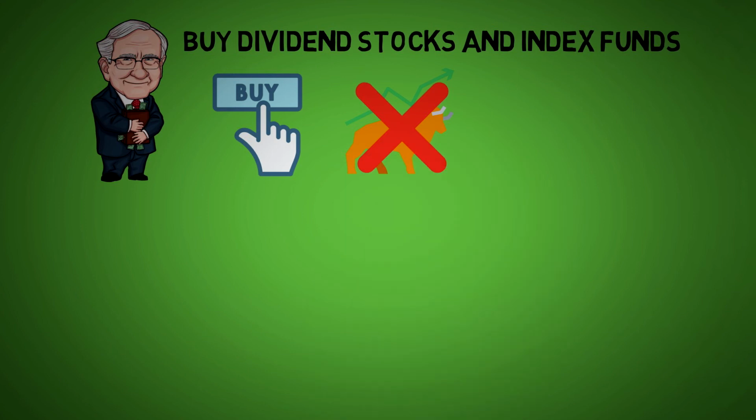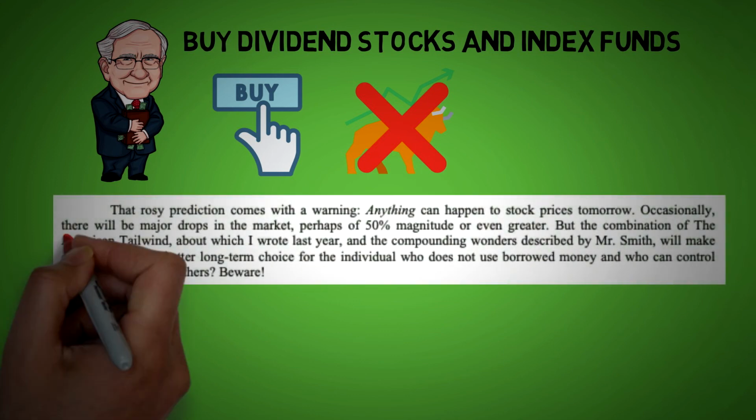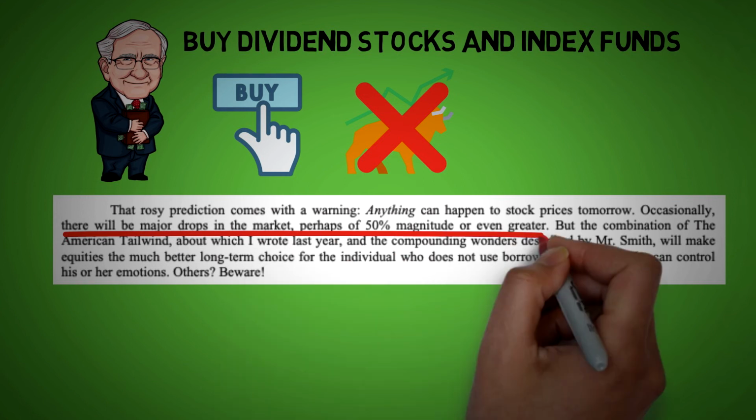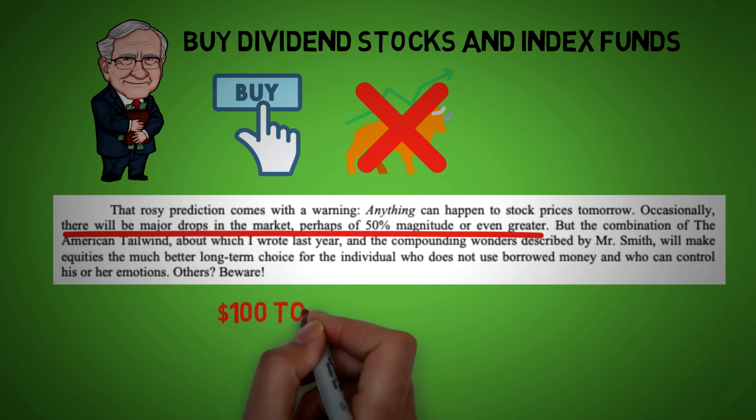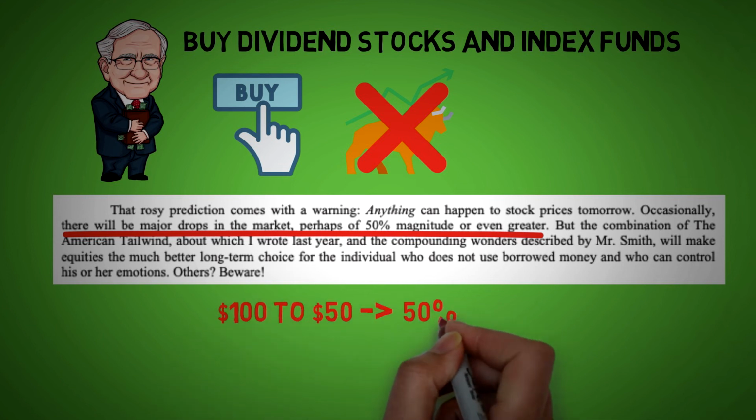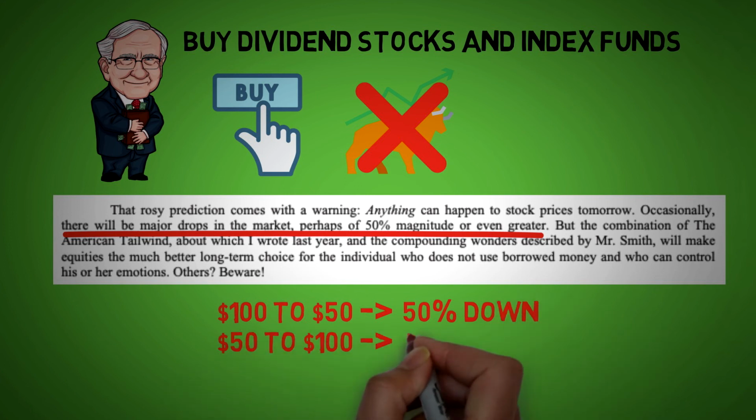The market's default motion is known to be volatile. As Warren Buffett stated in his annual letter last week, occasionally there will be major drops in the market, perhaps of 50% magnitude or even greater. We need to understand that if a $100 stock drops 50% to $50, the climb back up requires twice the effort. At 100%, for $50 to go back up to $100.